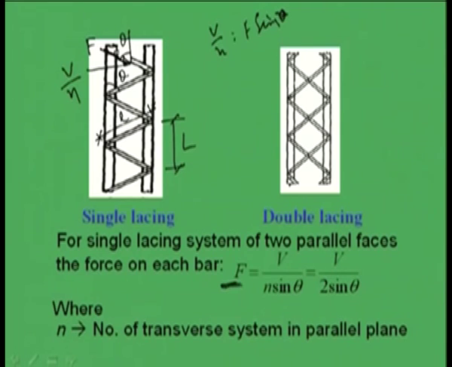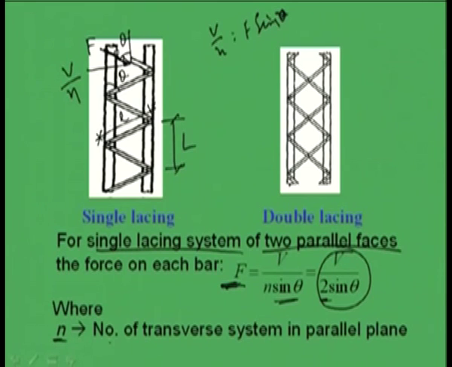So, from that F can be calculated as V by N into sin theta, and for a single lacing system, as there are two parallel faces, the force will be F is equal to V by 2 sin theta, because N will become 2 here.